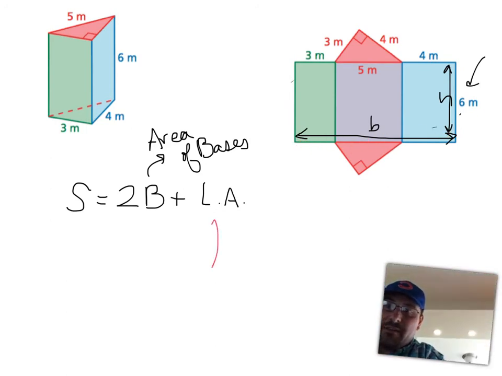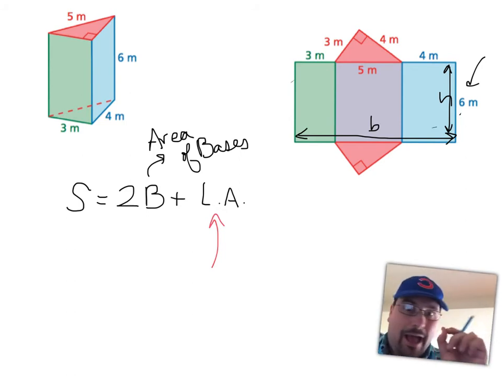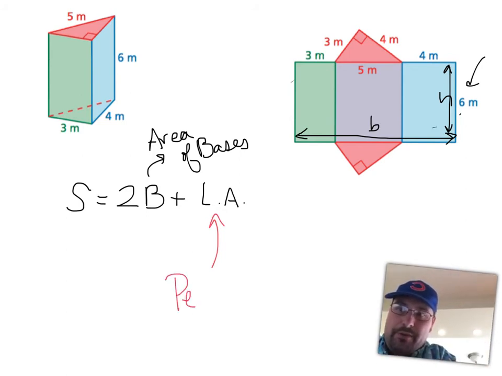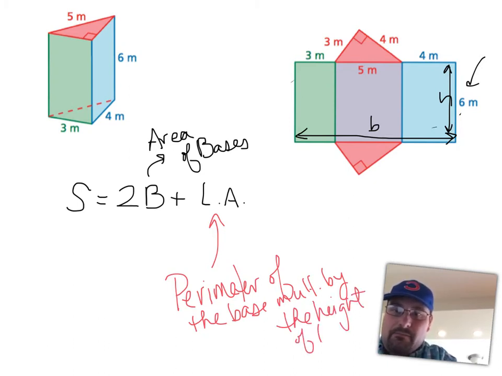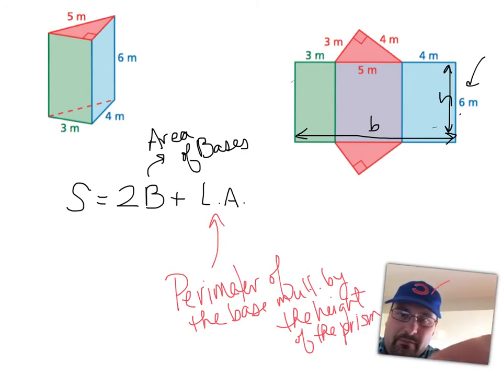So to find the lateral area, this is key, absolutely key: take the perimeter of the base multiplied by the height of the prism. I wonder if I can draw myself. Oh, I can. Interesting. All right, so area of the bases added to lateral area.